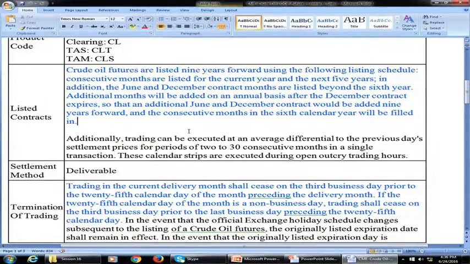If I read it out, crude oil futures contracts are listed 9 years forward using the following listing schedule. Consecutive months are listed for the current year and the next 5 years. In addition, June and December contract months are listed beyond the 6th year. Additional months will be added on an annual basis after the December contract expires, so that an additional June and December contract would be added 9 years forward, and consecutive months in the 6th calendar year will be filled in.